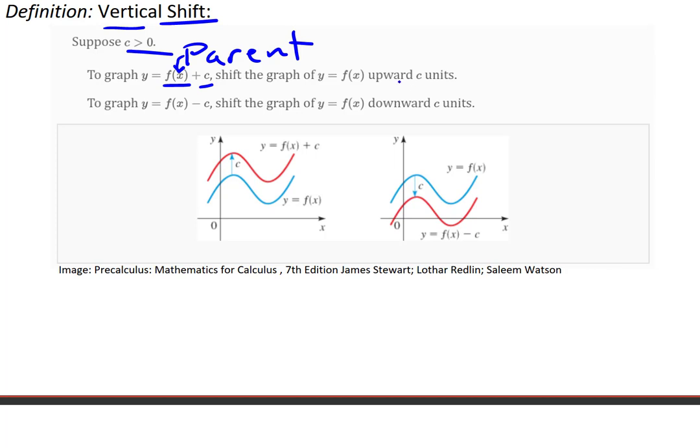This will shift the graph upward c units as long as we assume, of course, that c is positive. So you're just adding some positive value to the function. The whole thing just rises upward or shifts upward. Of course, if c is positive and you subtract c from the parent function, so y equals f of x minus c, this will shift the graph downward c units.